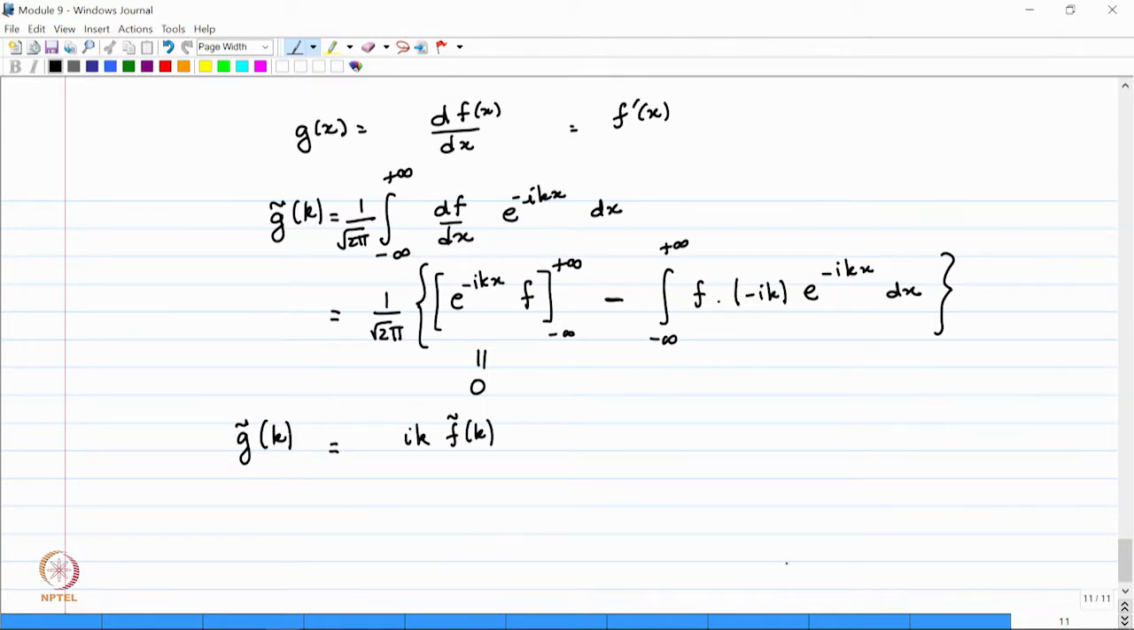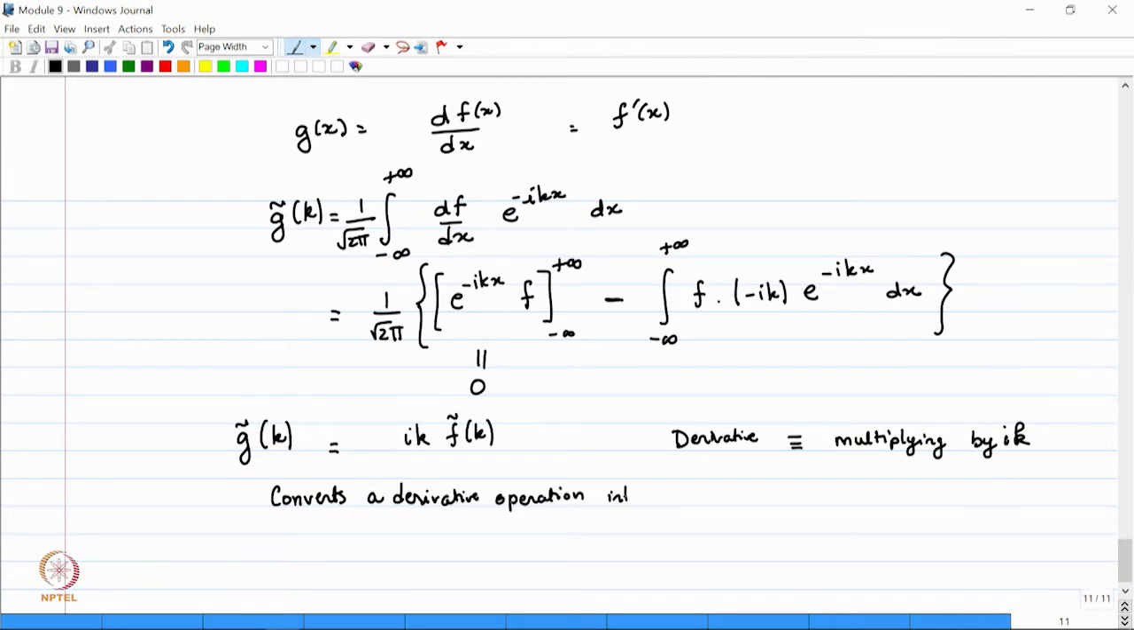This is a very interesting property: if you take the derivative of a function, then the Fourier transform is nothing but i k multiplied by the Fourier transform of the function. So, derivative corresponds to multiplying by i k. This is another very interesting property of Fourier transforms, that converts a derivative operation into an algebraic operation. Again, this is an extremely important property of Fourier transforms.